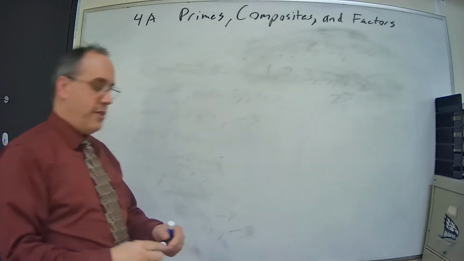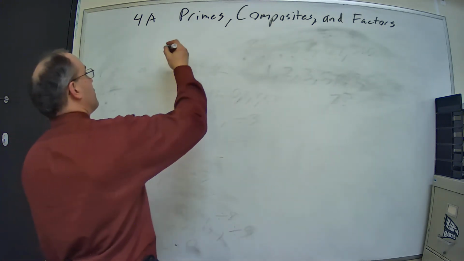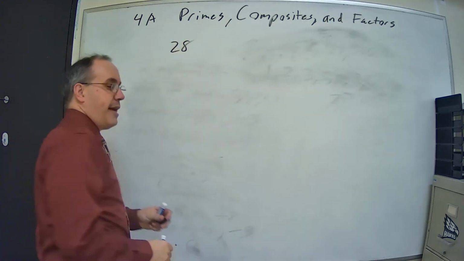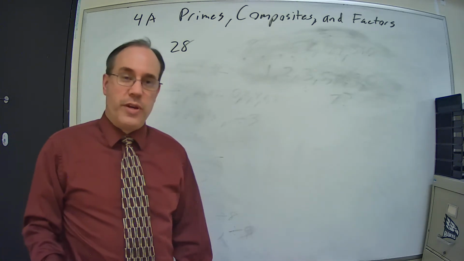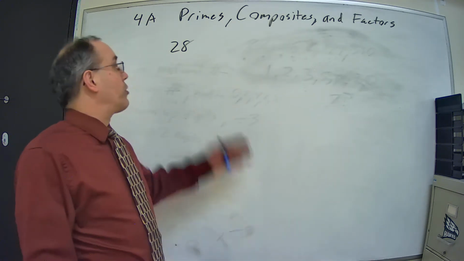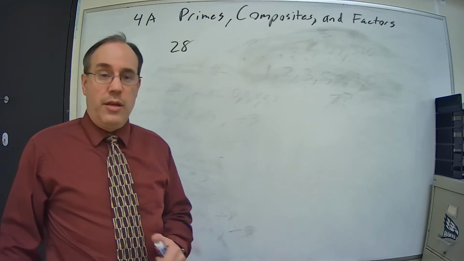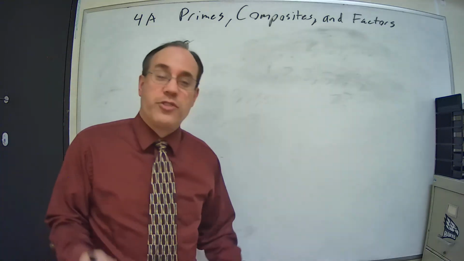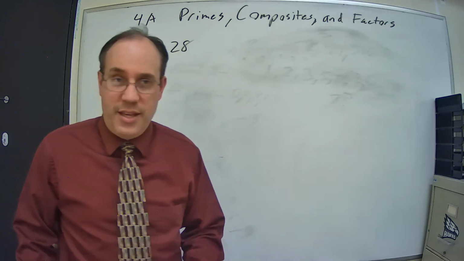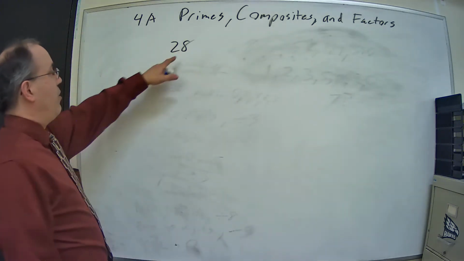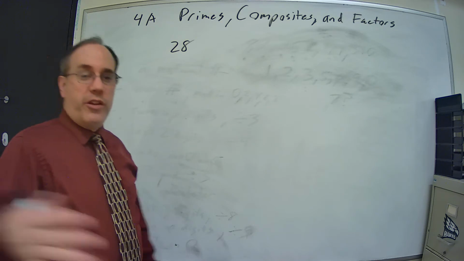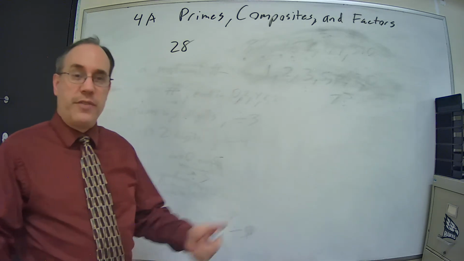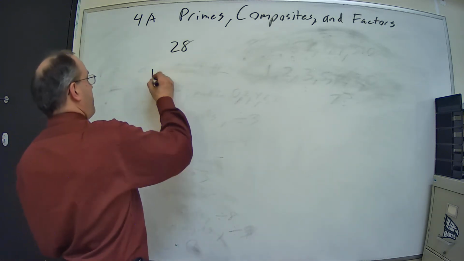So let's say we take the number 28, and I want to find all the factors of 28. So what we're going to do is work our way through and see if it's divisible by 1, if it's divisible by 2, if it's divisible by 3. There was a reason for doing all those things. So 28, we know if it is a natural number, it's divisible by 1. So 1 is a factor.